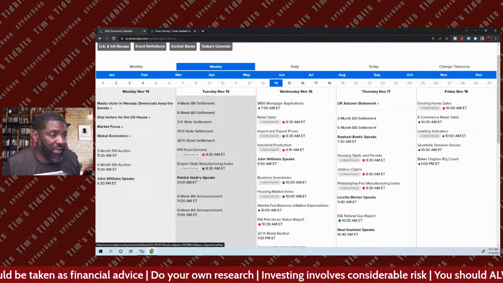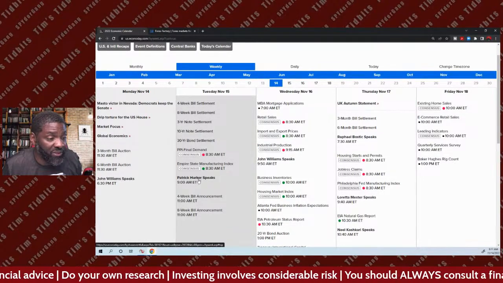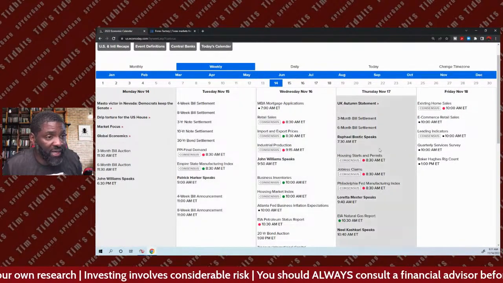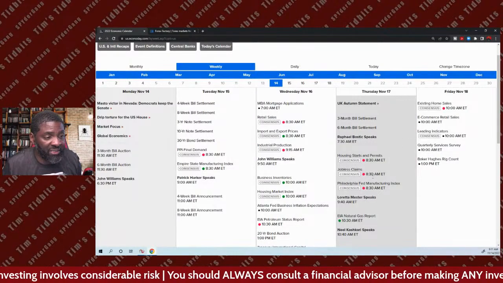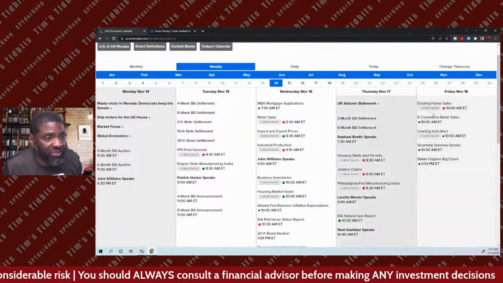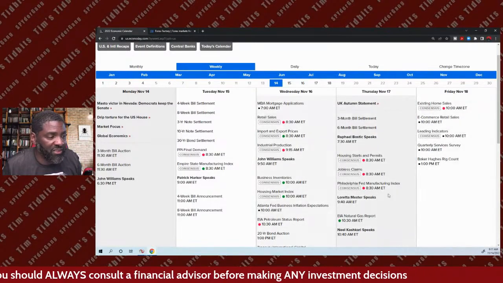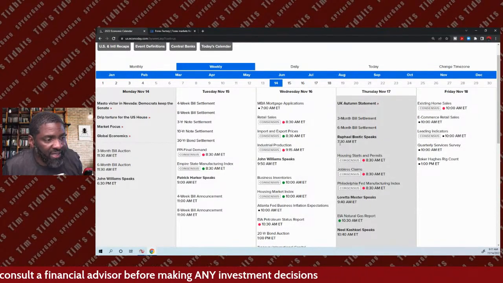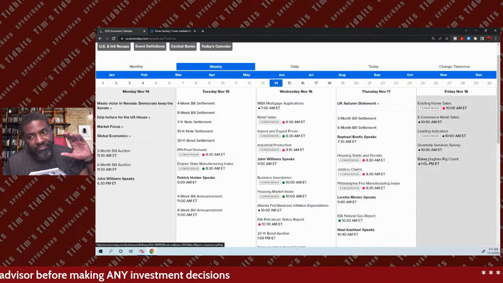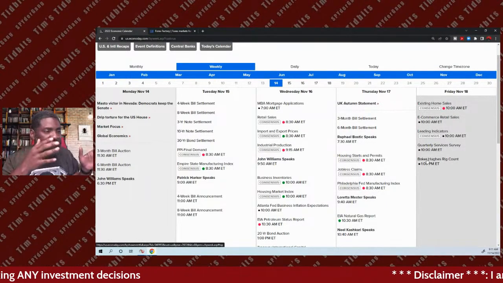I think PPI may be the most influential thing of the week. And then, you know, we got, of course, jobs. We get jobs every week, and we got some housing stuff. We got some retail and some housing stuff. So as everybody knows, the housing area is where everybody's starting to shift their focus.